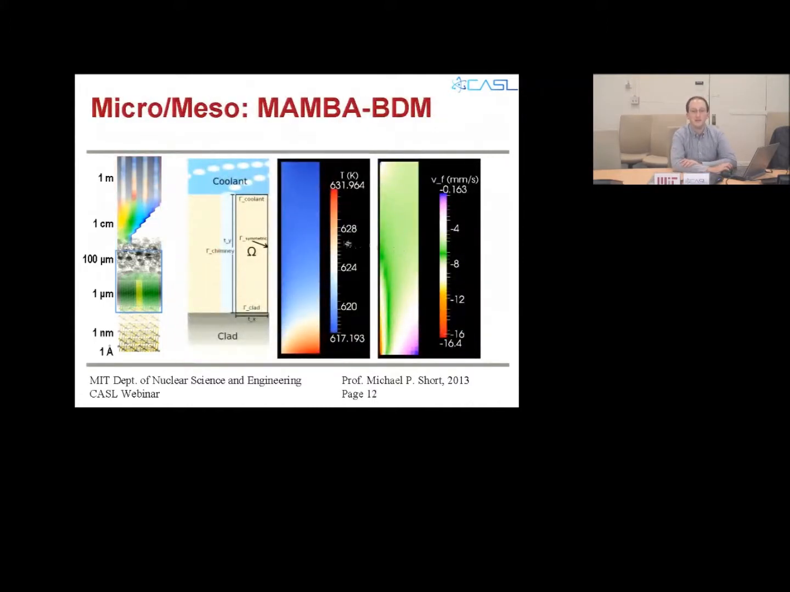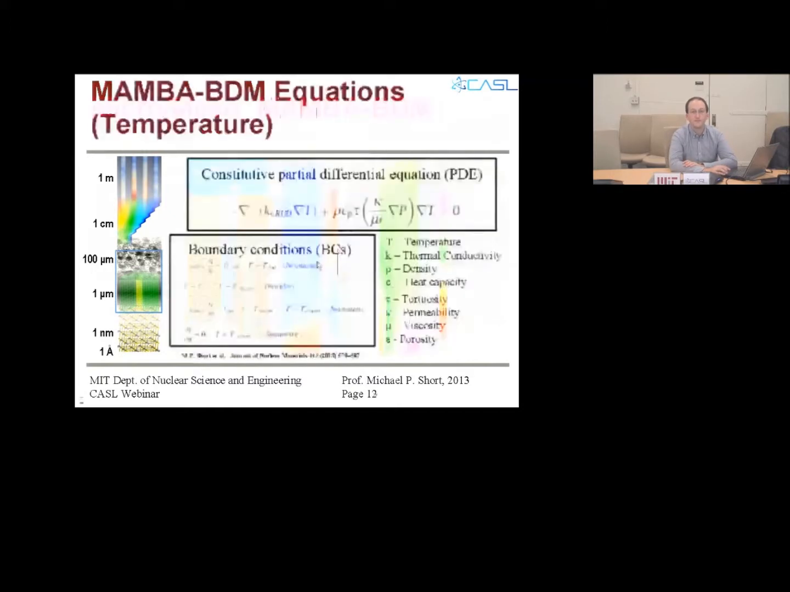So what MAMBA-BDM does in its simplest form is it assumes that there's this smallest repeatable unit of CRUD. We just look at one boiling chimney, one cylindrical boiling chimney, and a revolved cylinder of CRUD around it. And we can start to compute things like the detailed temperature in the CRUD or the fluid velocity or other things, and start to look at where the hot spots in this CRUD are and how hot they get. Keeping in mind that a difference of 5 Kelvin actually makes a big difference. That could be a 25 to 30% change in corrosion rate, which you want to know for your corrosion margin.